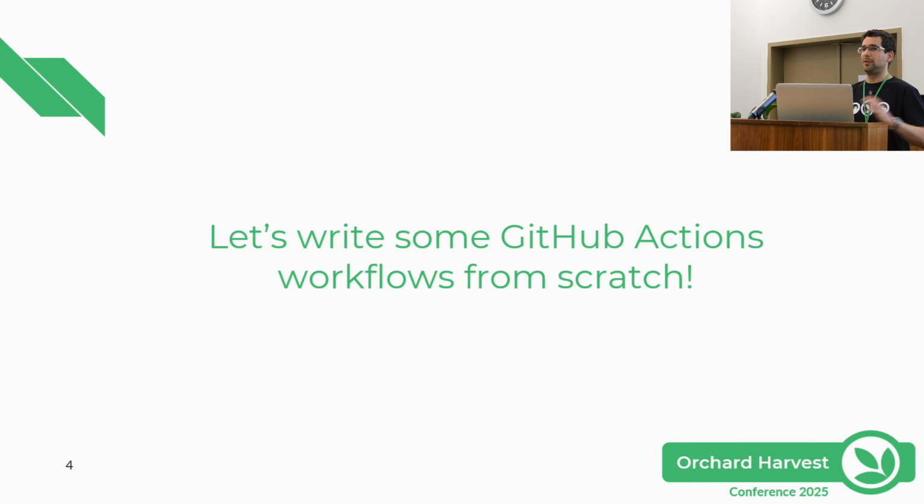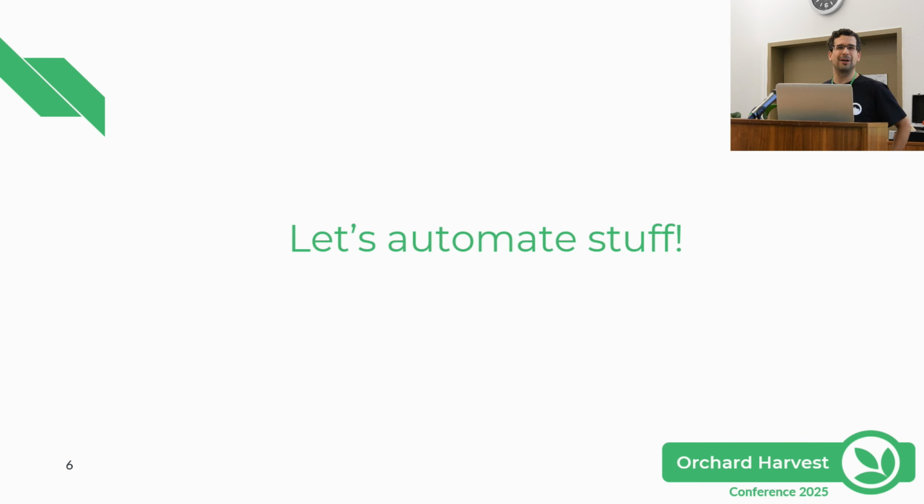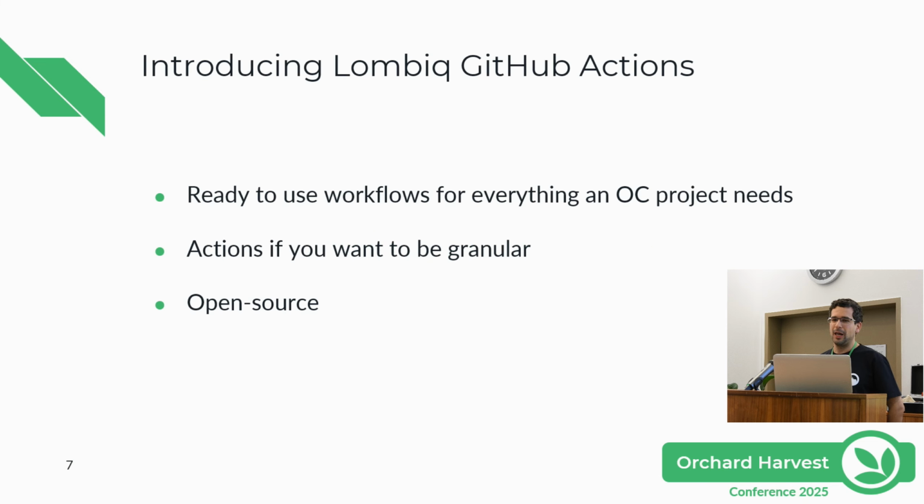So, since everybody here knows GitHub Actions, let's write some GitHub Actions code from the absolute scratch. No, I'm just joking. Of course, this is not a GitHub Actions tutorial. We will see something that's ready to be used right now without too much coding, but you can also write some code if you like. So let's instead just go ahead and automate stuff.